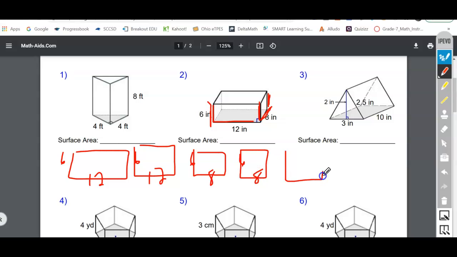And then we've got the top and the bottom. What are the dimensions of the top and the bottom? No, we already did 12 by 6. 12 by 8 is the top and the bottom. So we got to find the area of each and then add them all together, right? So I'll give you a second to do that.